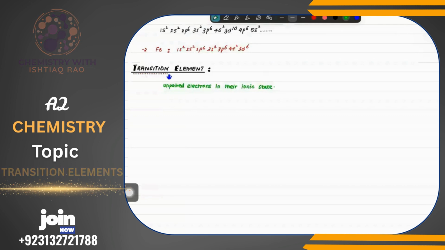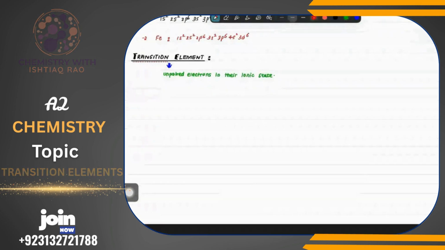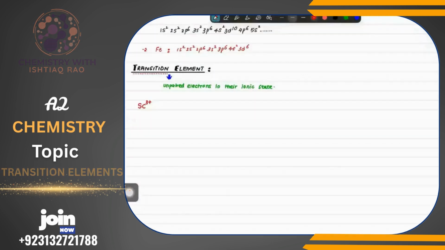What do I mean by this? Ionic state. So let's say scandium. Scandium is 3 plus generally.